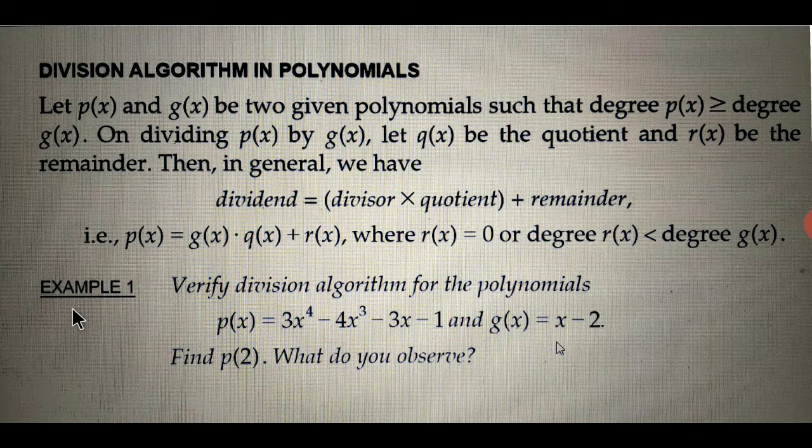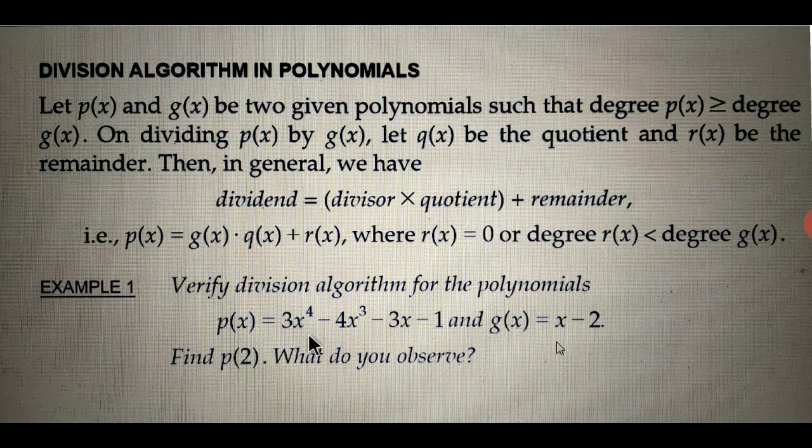Example 1. Verify division algorithm for the polynomials p(x) equal to 3x to the power 4 minus 4x cube minus 3x minus 1 and g(x) equal to x minus 2. Look, when you have to verify division algorithm, the degree of p(x) must be greater than or equal to degree of g(x).